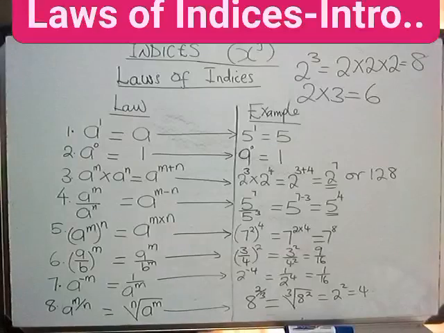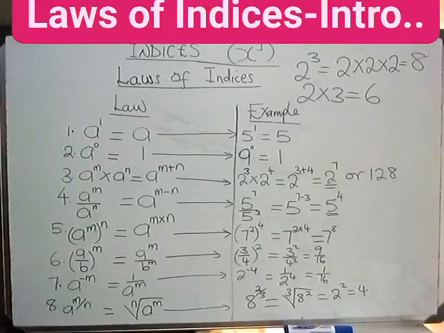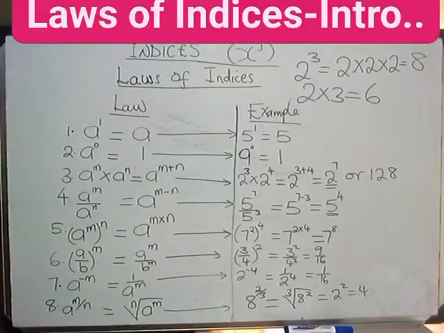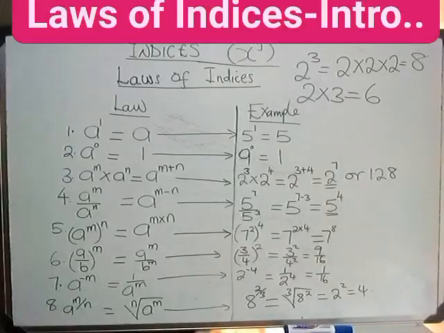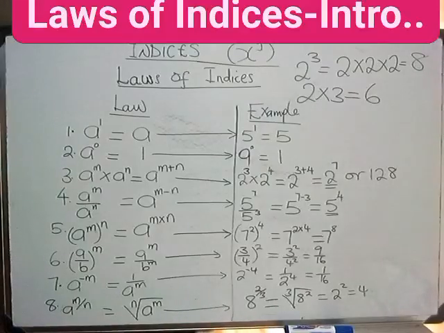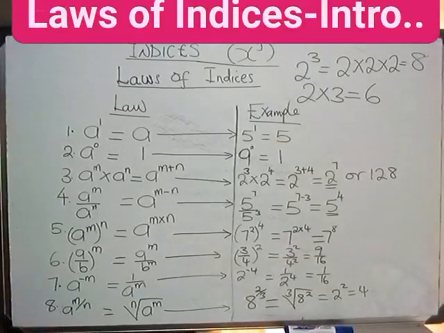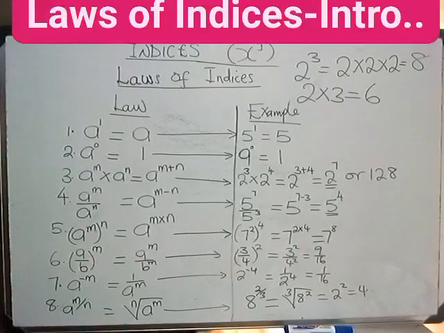We have number 6, where we have a over b in brackets, then to the power m. When we have this, that index affects both the numerator and the denominator. This means that m affects a and b, so it will be a to the power m over b to the power m. For example, 3 over 4 in brackets to the power 2. The answer will be 3 to the power 2 over 4 to the power 2. So this will give us 9 over 16.